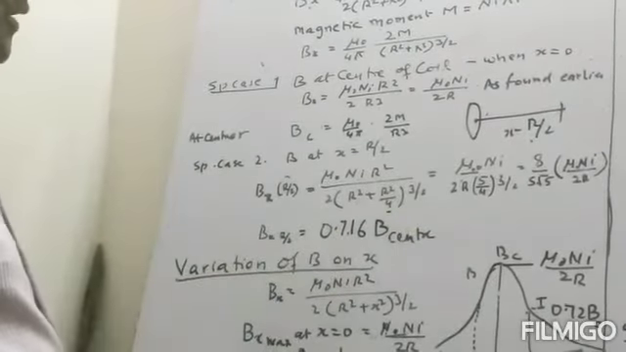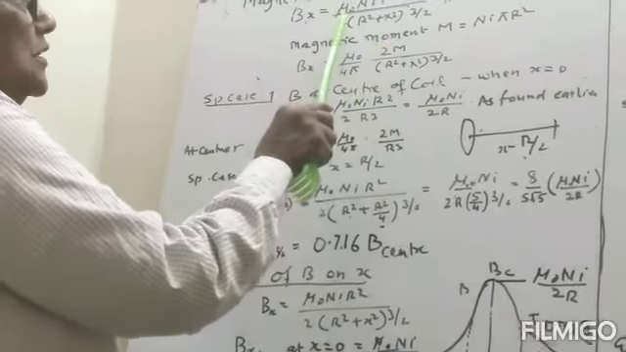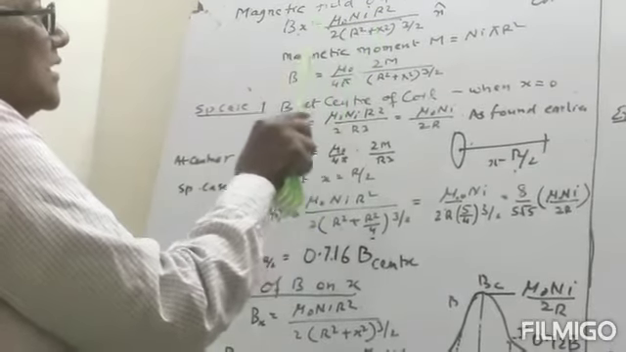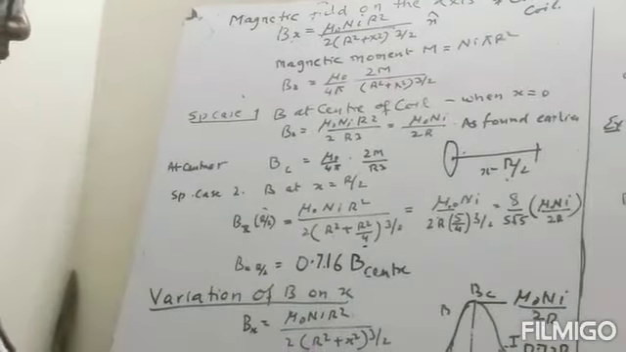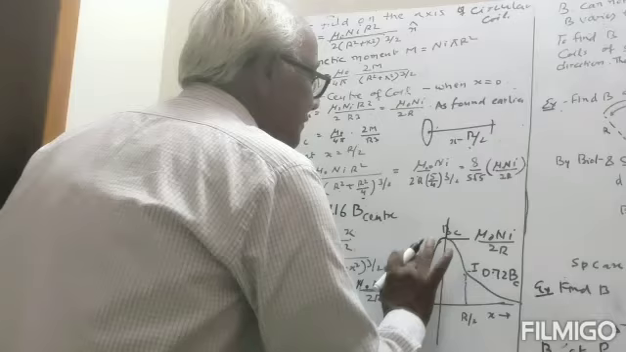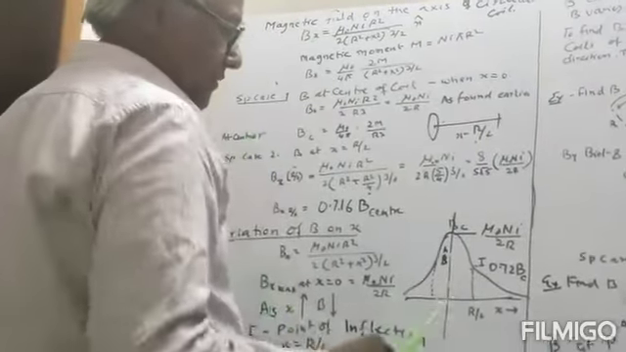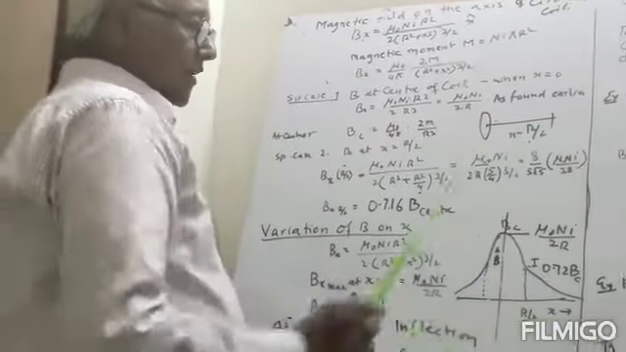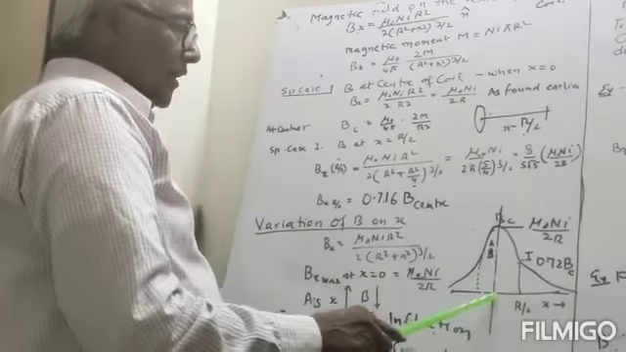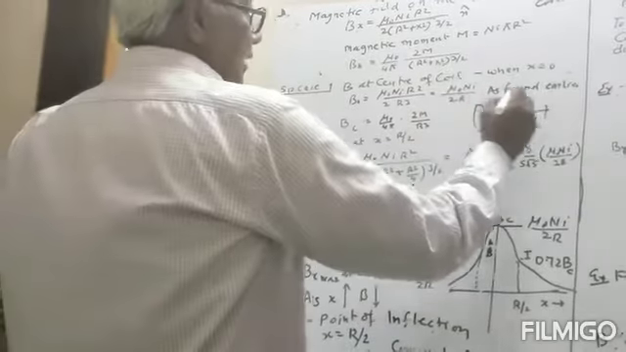Now, how does the magnetic field vary with x? We are going to change the x value. μ0 is constant, n is constant, I is constant, the radius of the coil is constant, and if we vary x, then B will change. So if we plot a graph between magnetic field on the y-axis and x on the x-axis, then we get a curve like this. This is the center, here x is equal to 0. So here the magnetic field will be maximum.